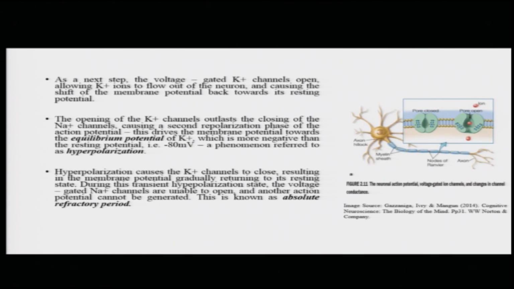When the neuron reaches this state, it will not be able to generate any more action potentials, and this is therefore referred to as the absolute refractory period. Okay, so hyperpolarization causes these potassium channels to close, resulting in the membrane potential gradually returning to its resting state. During this transient hyperpolarization state, the voltage gated sodium channels are not able to open, therefore no further depolarization can happen, and another action potential cannot be generated. This is known as the absolute refractory period.